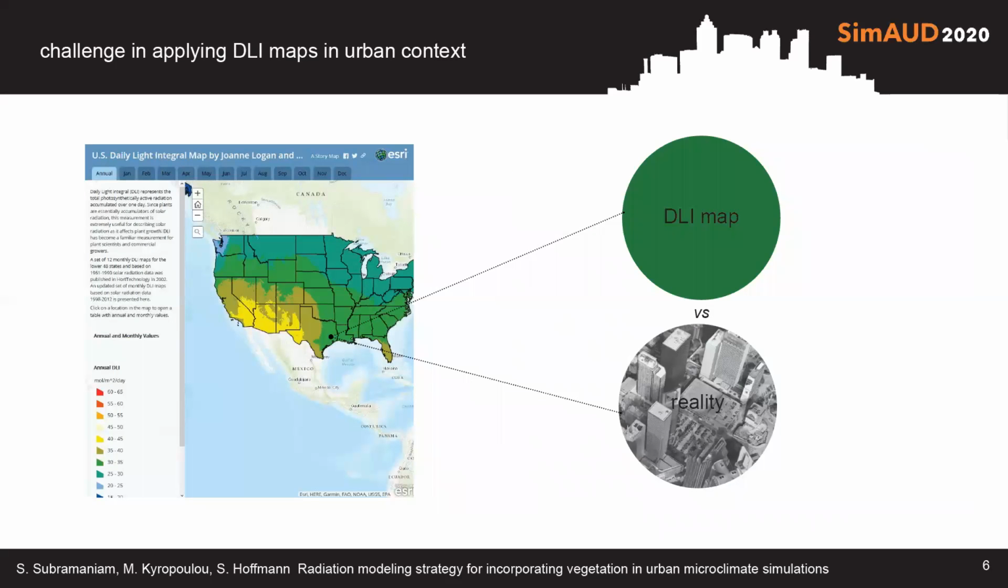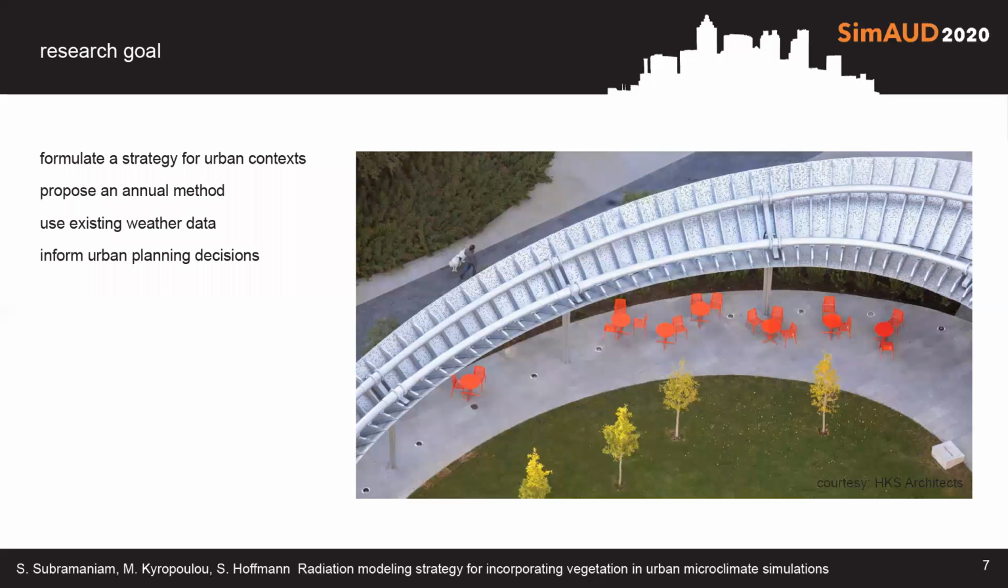And as you can see from the screen, when we try to use those maps to inform the radiation levels or the DLI levels at an urban scale, it doesn't quite work out. As you can see from the green circle on the right, if we plot the data from the DLI map, what we get is just a single value. And this single value by itself is not cognizant of the effect of topology, shadowing, or reflected radiation, which is brought about by buildings and man-made structures.